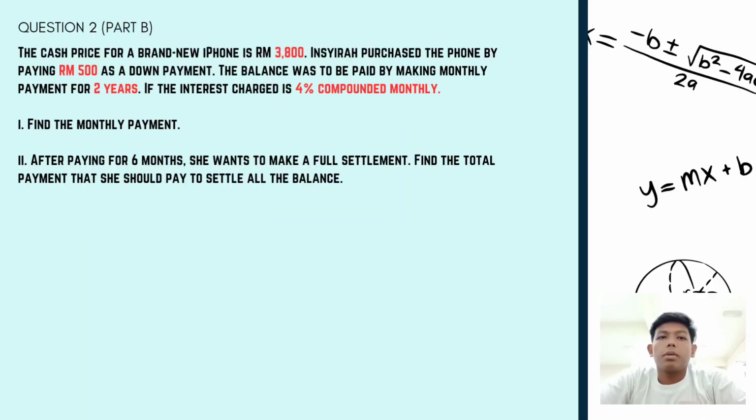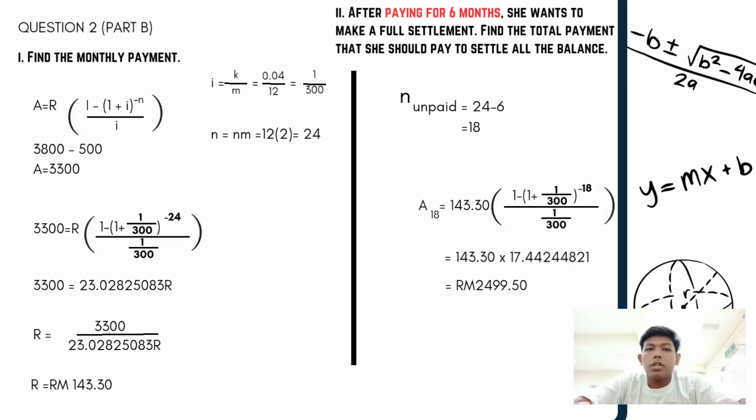Next, I want to discuss question 2 part B. For question 2 part B, the cash price of a brand new iPhone is 3,800. Ishira purchased the phone by paying RM500 as a down payment for 2 years. The interest charge is 4% compounded monthly. For the first question, find the monthly payment. For this question, we will use the formula A equals R in bracket 1 minus in bracket 1 plus i to the power of negative n, divided by i.